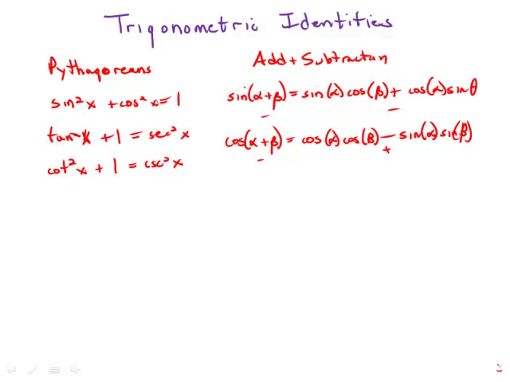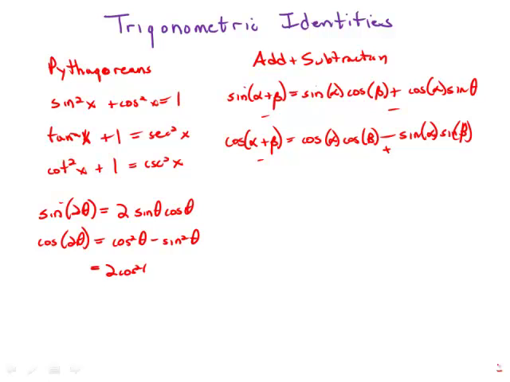We can use those to make the double angle formulas. Sine of 2 theta equals 2 sine theta cosine theta. Cosine of 2 theta equals cosine squared theta minus sine squared theta. We can also write that as 2 cosine squared theta minus 1. We can also write it as 1 minus 2 sine squared theta.